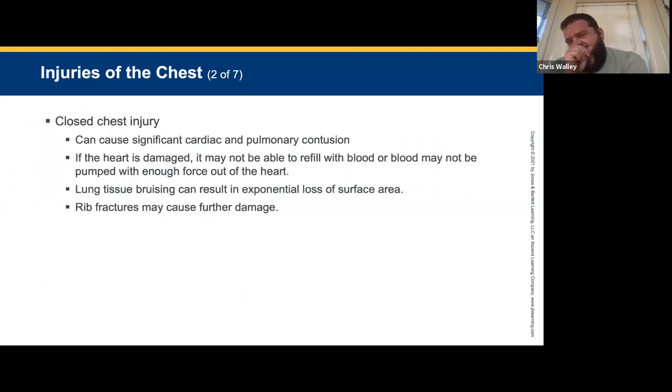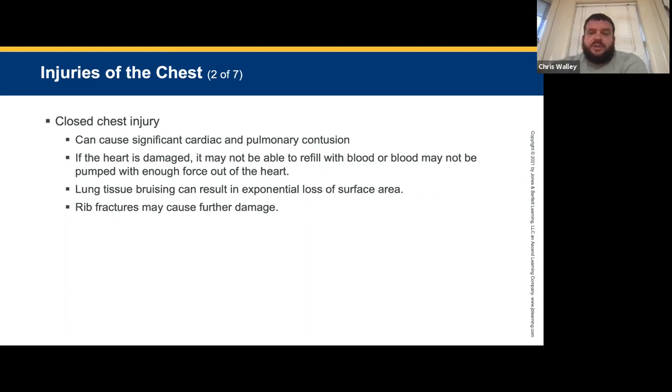Closed chest injuries often cause significant contusions, which is your bruising. They can also damage the heart, because the heart is a muscle and it's potentially going to change rhythm. It can cause swelling of the heart; cardiac contusion is possible. Worst case, we're also going to have a lung tissue issue, which is a pulmonary contusion. If the heart is damaged, it may not be able to refill with blood or pump it out with force. It's sensitive. You start messing with your heart enough, it's either not going to pump like it normally should, or it's just going to fail on you. If it doesn't pump normally, it's going to result in cardiogenic shock.